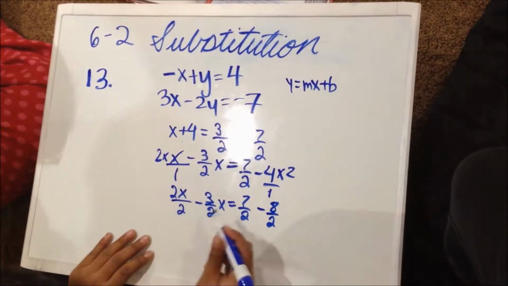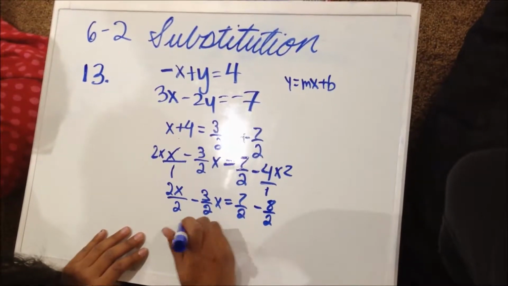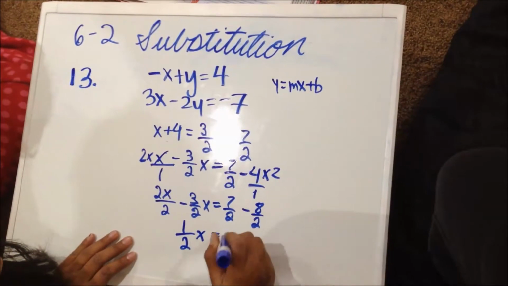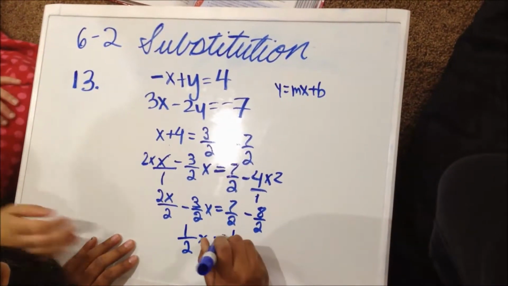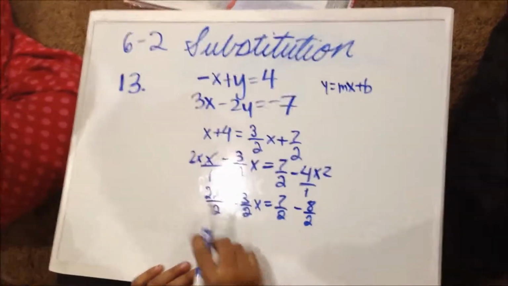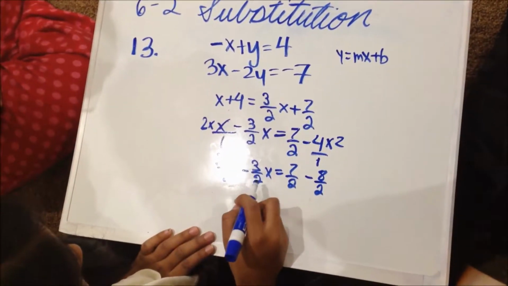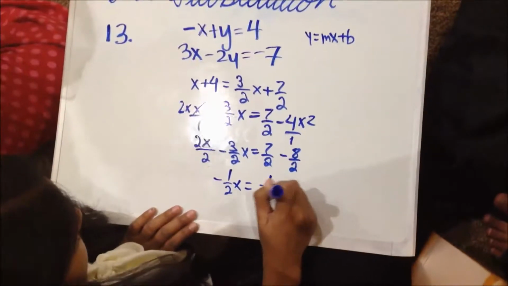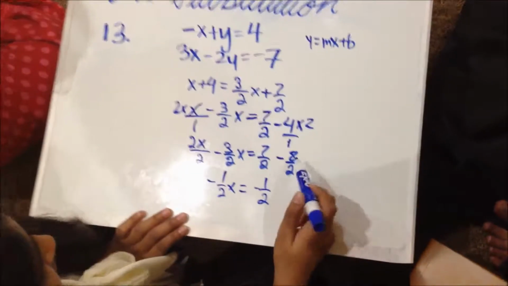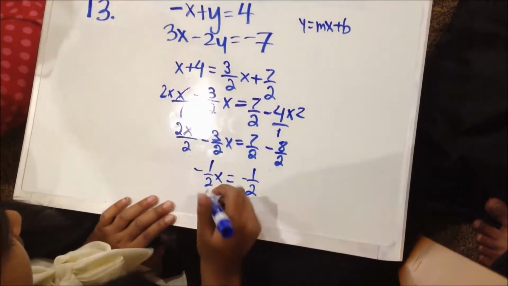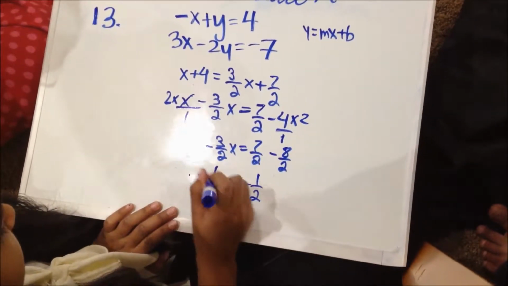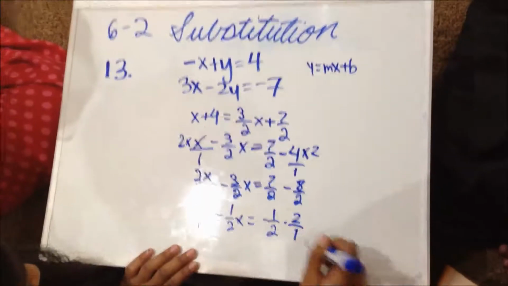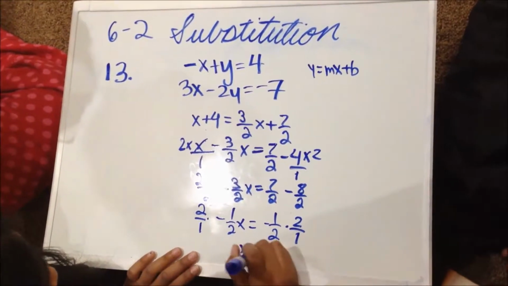Okay. So then I would subtract 2 minus 3, which is 1 over 2 x, equals 7 minus 8 is 1, and I would put the negative. So now 2x over 2 minus 3x over 2 would be negative 1 half x equals negative 1 half, because it would be 7 minus 8, negative 1 over 2. So then what you would do is the opposite, 2 over 1 times 2 over 1, so they would cancel out. And then it would equal 1.